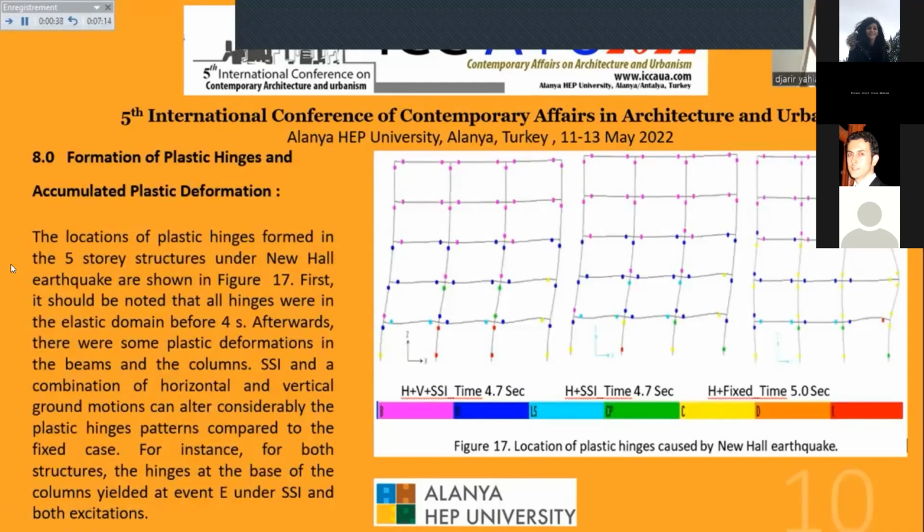SSI and a combination of horizontal and vertical ground motions can alter considerably the plastic hinge patterns compared to the fixed case. For instance, for both structures, the hinges at the base of the columns yielded under SSI at both excitations.